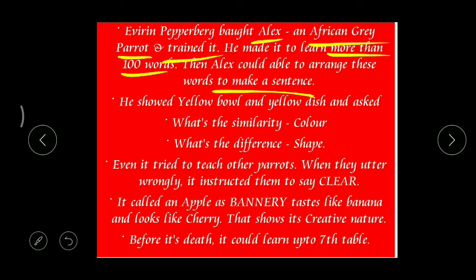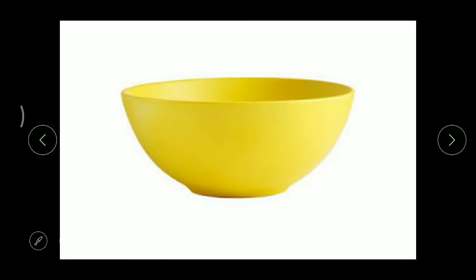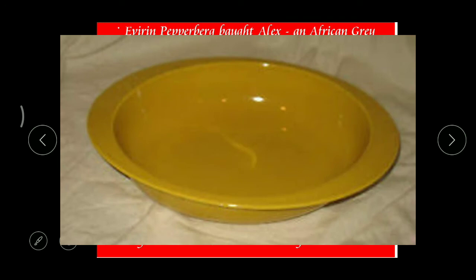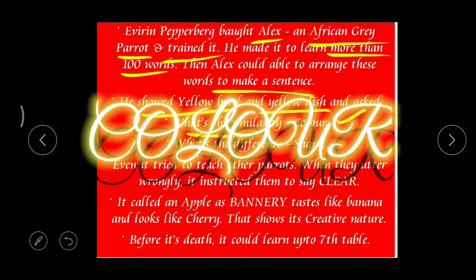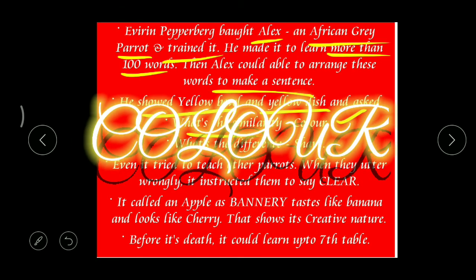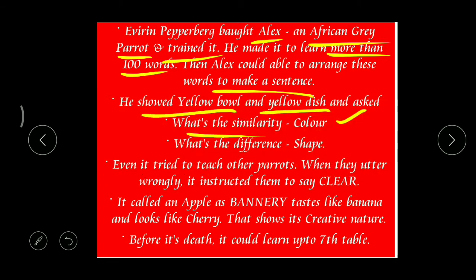Correct. And later, he even showed one yellow bowl. Bowl means a small cup-like structure, and then a yellow dish. Dish means like a saucer, right? And when these two are shown to this Alex, he put a question. What is the similarity? Similarity means what is the common point in that? Then immediately Alex answered color. Color is common in this bowl and dish.